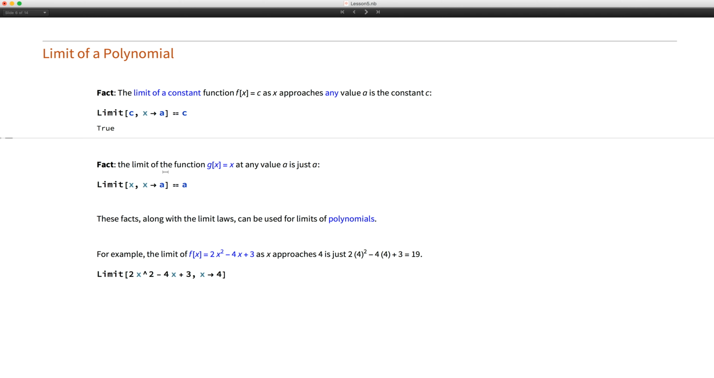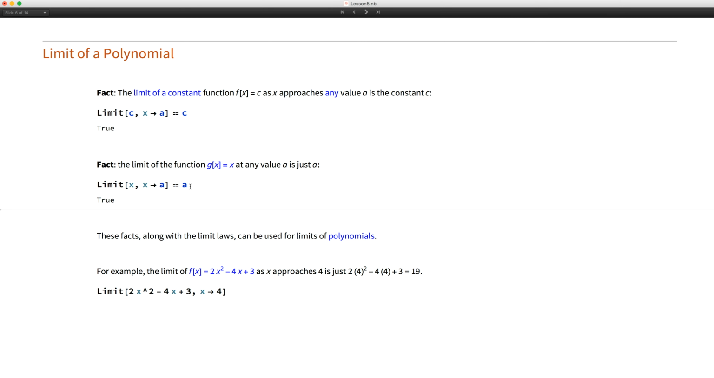And the other fact is that the limit of the simple function x as x approaches a is just a. So you just plug in a and get back the answer. Okay, once you have just those two facts, then you can work out the limit of any polynomial. So for example, if you want to work out the limit of 2x squared minus 4x plus 3, you simply plug in the values over there and you get back the answer at 4, for example.